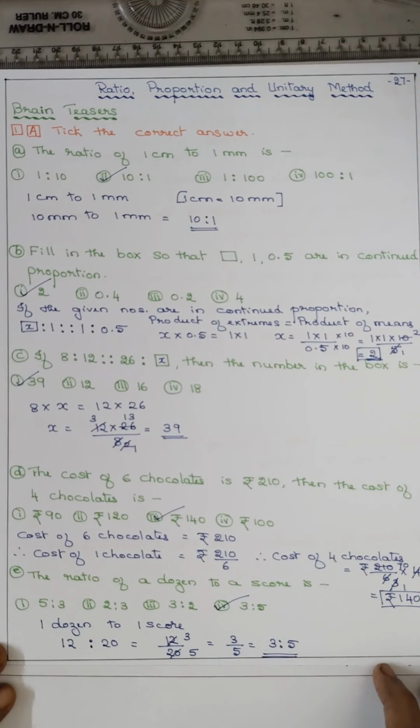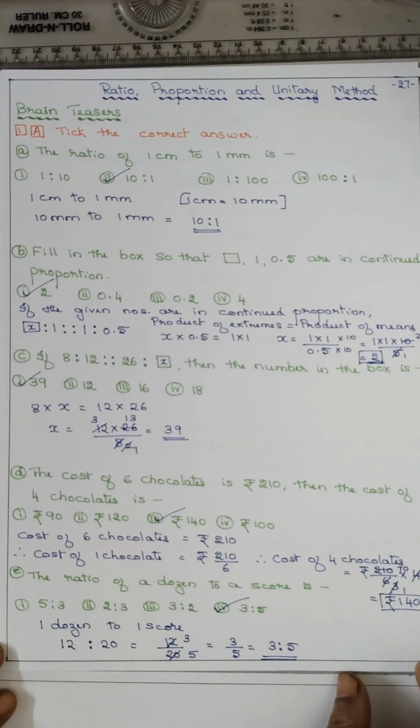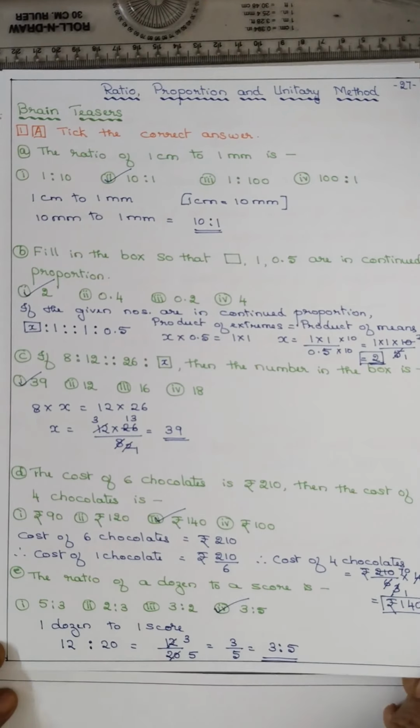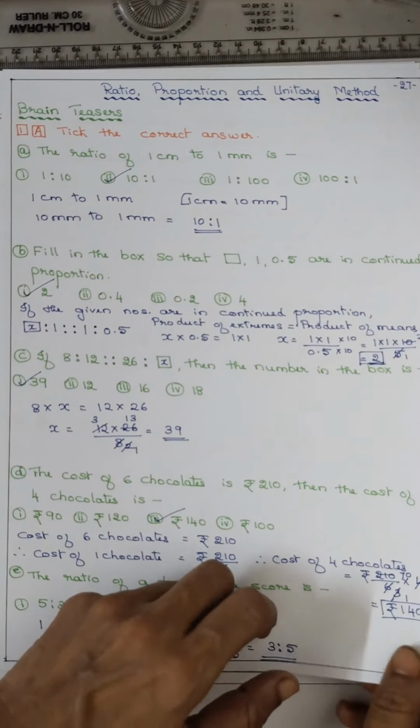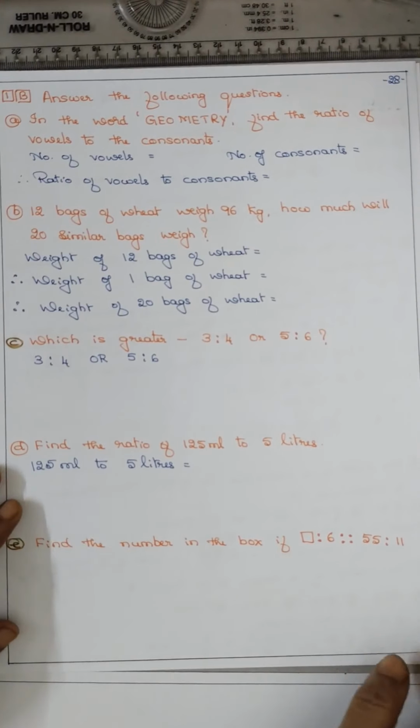Is it clear? सब कुछ हम पहले वर्कशीट्स में किए हैं, तो इधर टिक द करेक्ट ऑप्शन में we are not doing all the writing, all the steps, but you should know how to solve it. Now coming to the second, that is question number 1B.